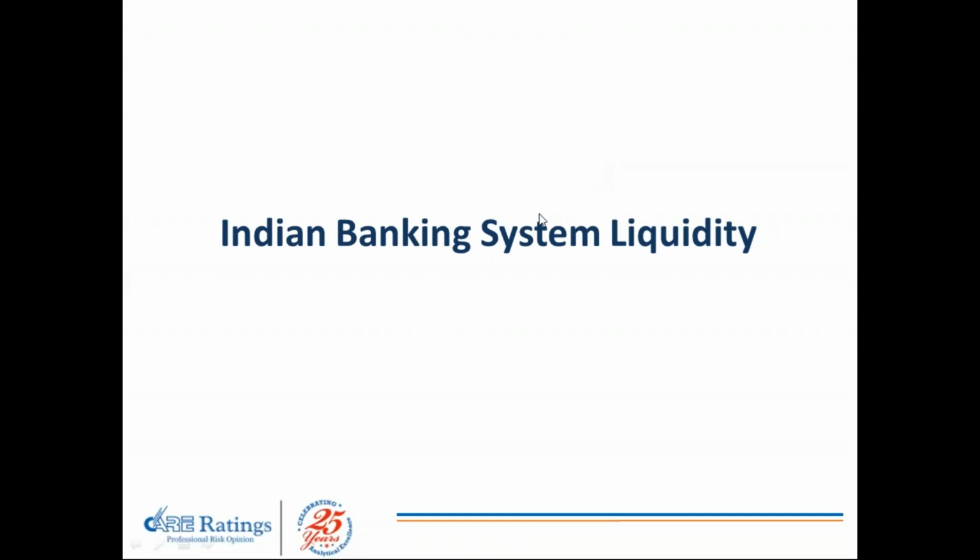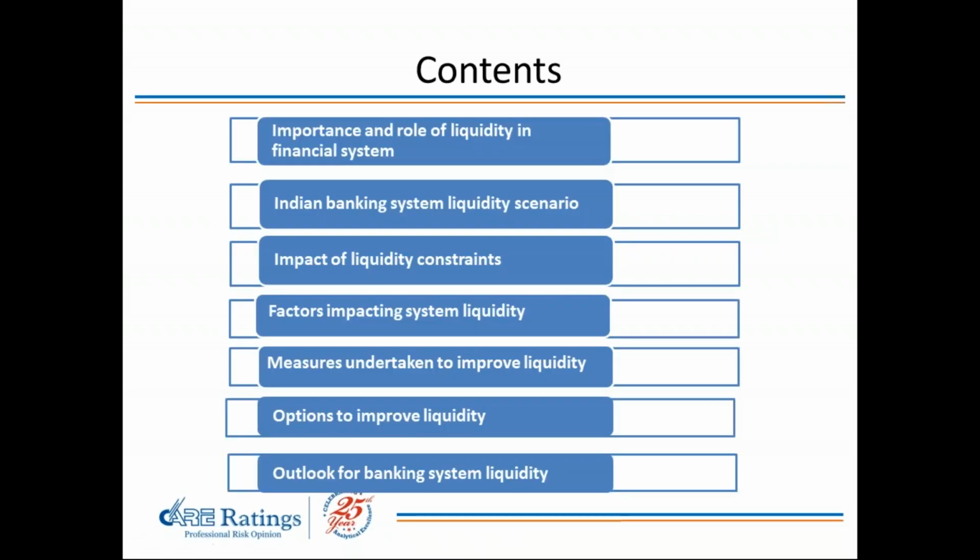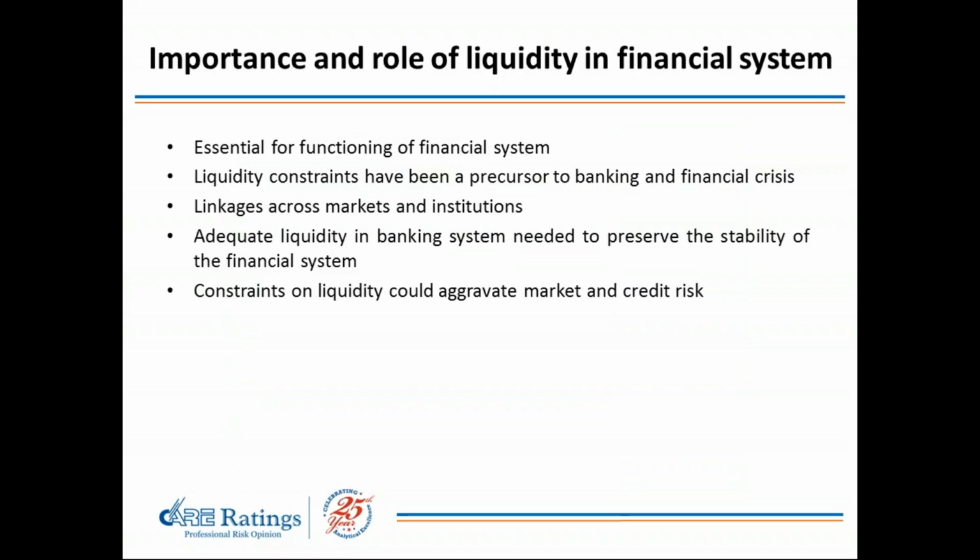To begin with, the liquidity strain and the resultant funding constraints over the last few months have emerged as one of the challenges to the domestic economy that could pressure growth. In this context, we have examined the Indian banking system liquidity situation in recent times, the factors that have been contributing to the same, the impact of tight liquidity, and the various policy measures that have been undertaken to ease the liquidity situation. Also included here are some options that could improve the liquidity situation and our outlook for liquidity for the coming months. To begin with, I will highlight the importance and role of liquidity in the financial system.